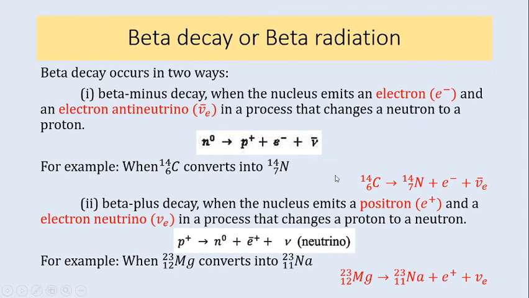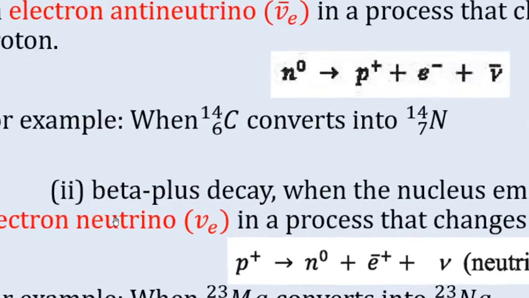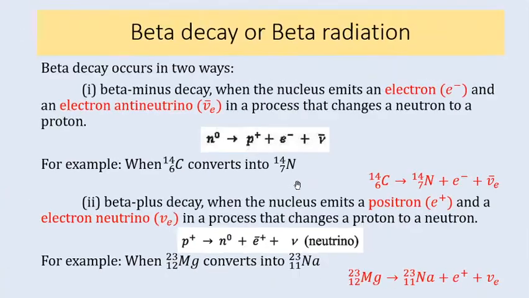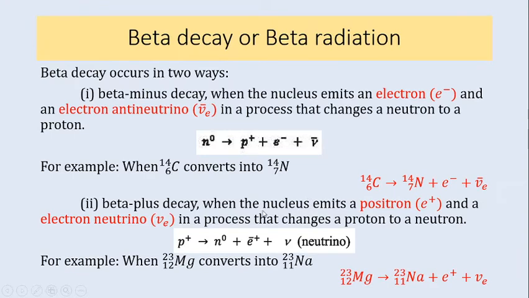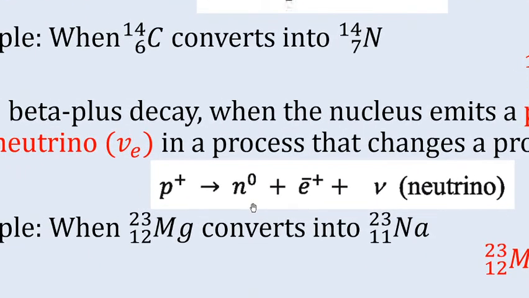Okay, then we are discussing beta plus decay. What is beta plus decay? Beta plus decay is a radioactive change in which a positron and an electron neutrino are emitted, and it happens when a proton turns into a neutron. That means simply there is a nucleus change when a proton turns into a neutron, and during this process a positron comes out and an electron neutrino also comes out.